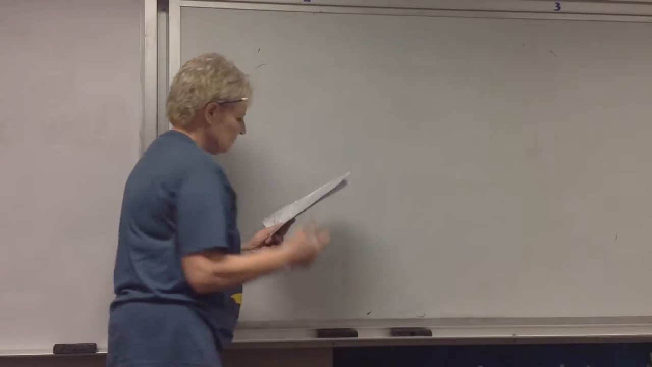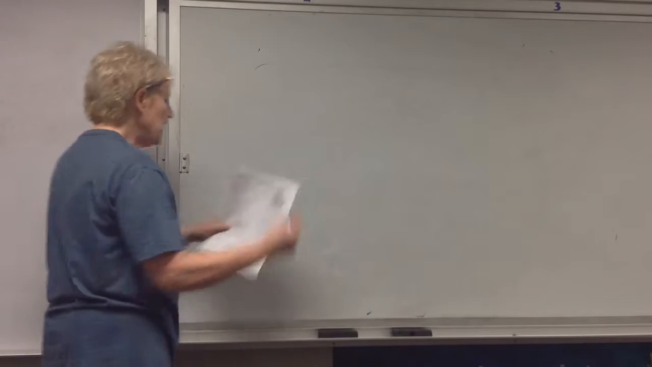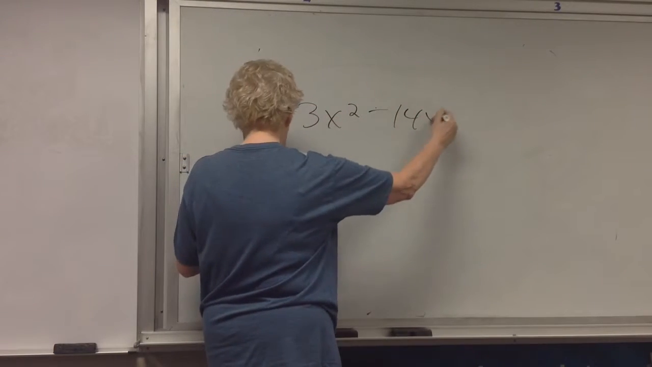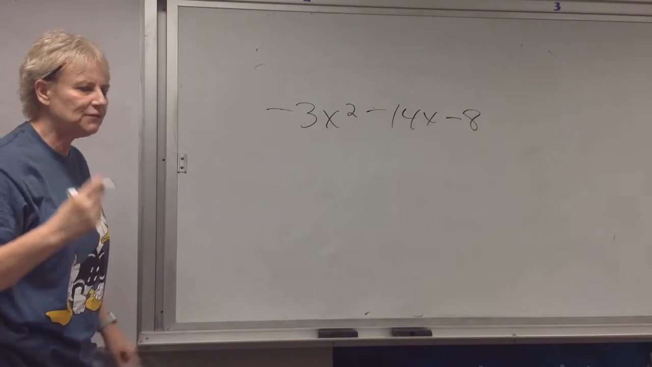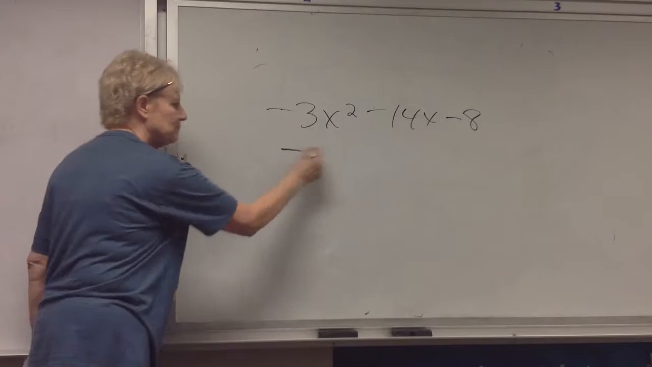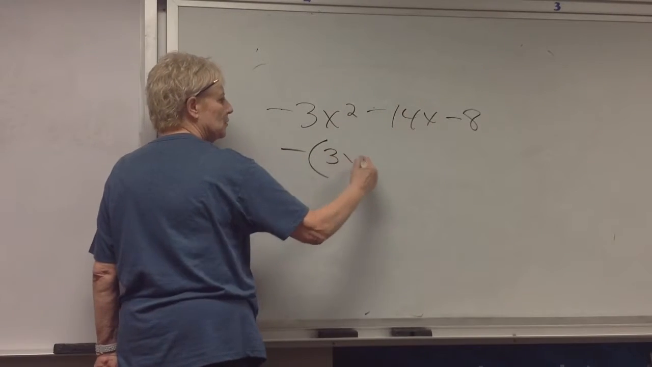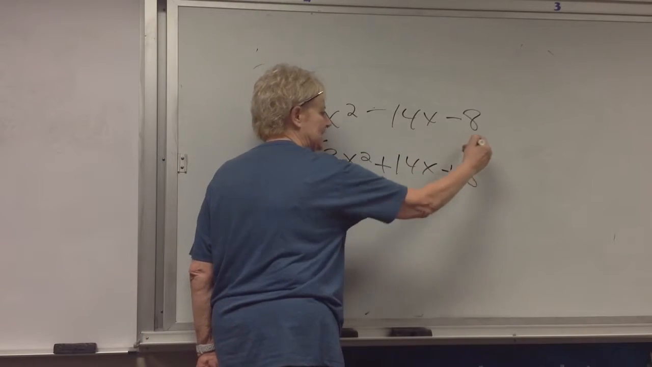All right. Now, the most missed ones on your test are the ones that start out with something you have to get rid of. Number 9 has no greatest common factor, but it does have a negative. You guys forgot to pull out the negative. Look how easy it makes it. It makes it all positive. 3x squared, positive 14x, and positive 8.